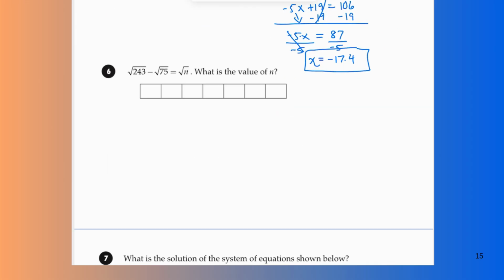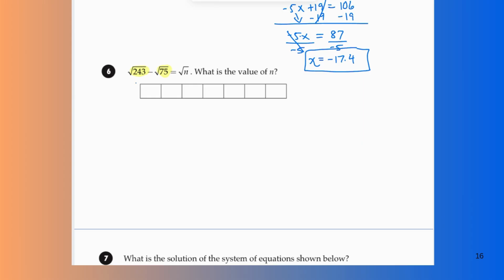Number 6, the square root of 243 minus the square root of 75 equals the square root of n. What is the value of n? So I cannot subtract expressions that have radicals unless they have the same radicand, meaning the number under the radical sign has to be the same, and it's not. So what we have to do is rewrite these radical expressions.